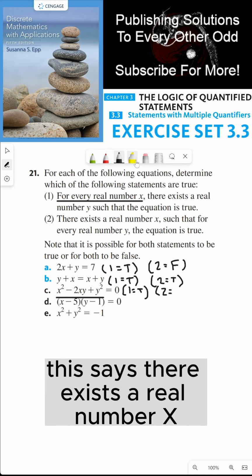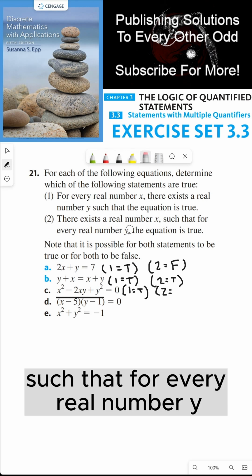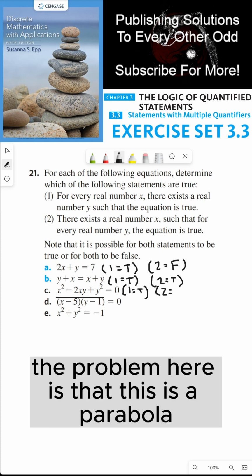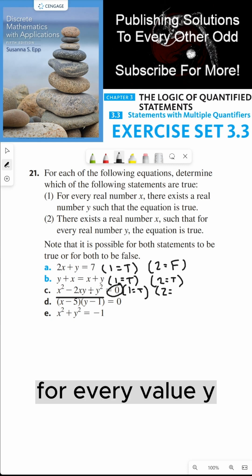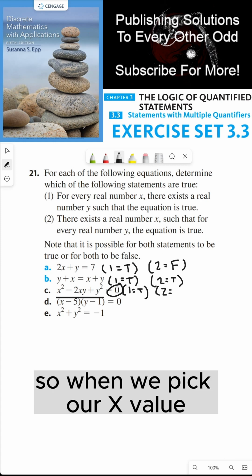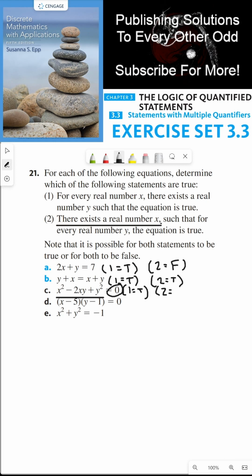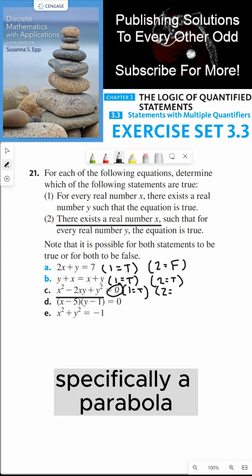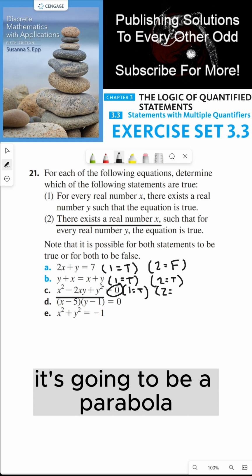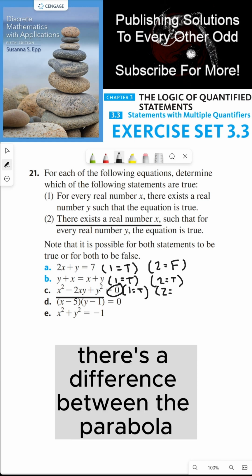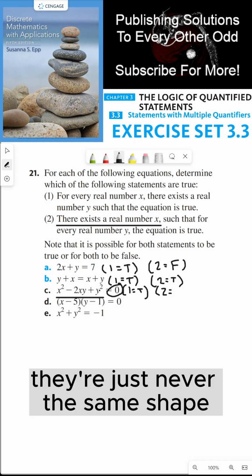For part 2, this says there exists a real number x such that for every real number y, the equation is true. The problem here is that this is a parabola, and a parabola is never just going to be on the x-axis for every value y. So when we pick our x value, we're going to get specifically a parabola, and that parabola is not going to just be the x-axis. It's going to be a parabola. And there's a difference between a parabola and the x-axis. They're just never the same shape.